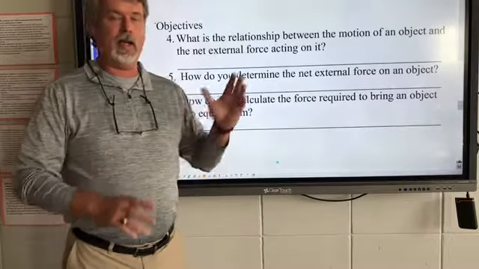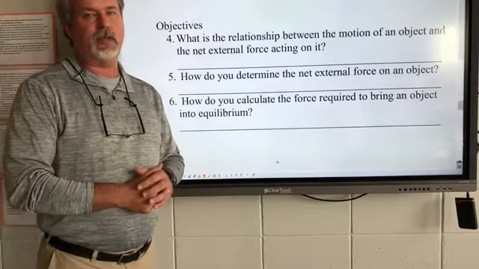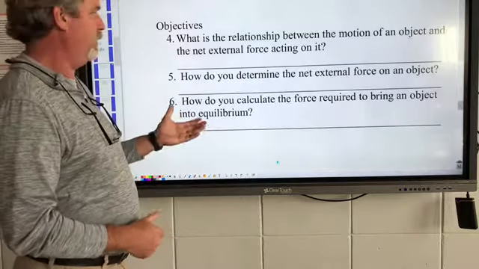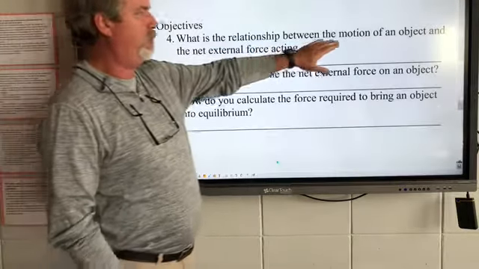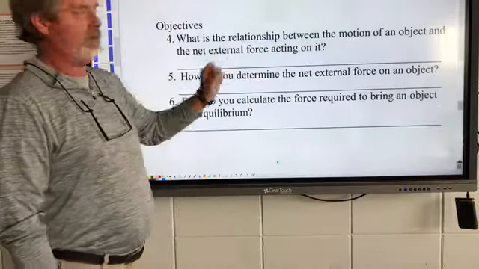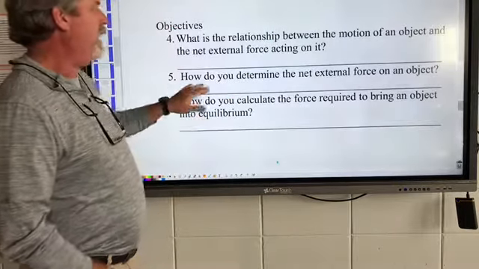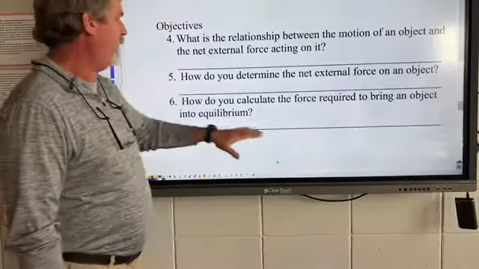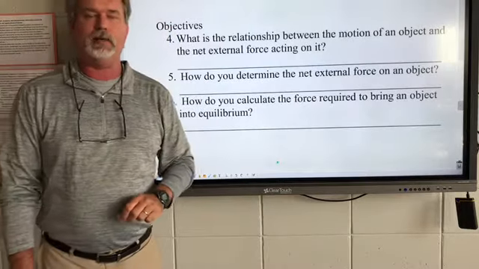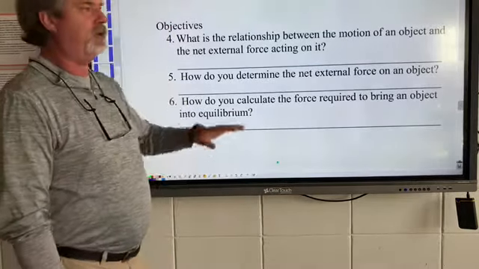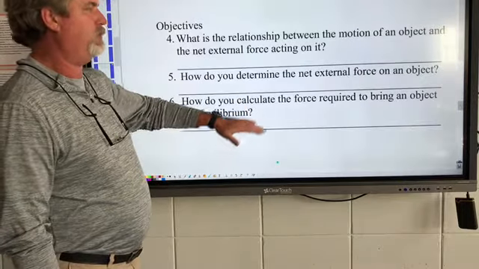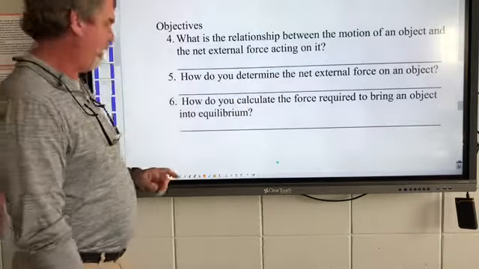Now we're back looking at our notes. We'll take our demonstration from the air track and relate it to this. So what's the relationship between the motion of an object and the net external force? What is a net external force and how does it affect motion? How do you determine that net force? And finally, how do you calculate the force required to bring an object into equilibrium? So obviously we need to define what equilibrium is, we need to define net external force and answer these.